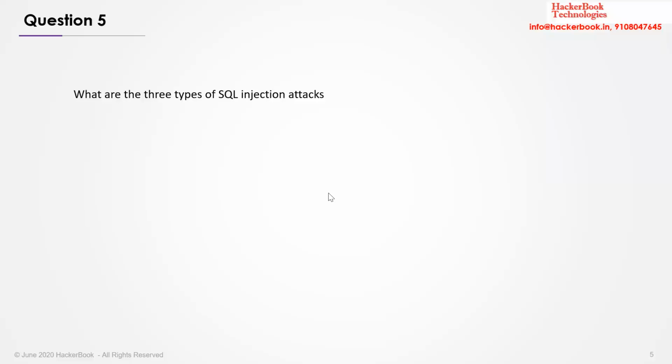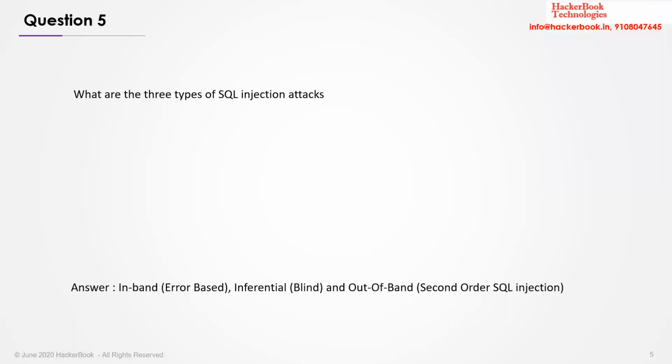Last 5 seconds. The 3 types of SQL injection attacks at a high level are in-band, which you can say includes error-based. Then blind, under which we have time-based and boolean-based. The last one is out-of-band. These are the 3 types of SQL injection vulnerabilities.